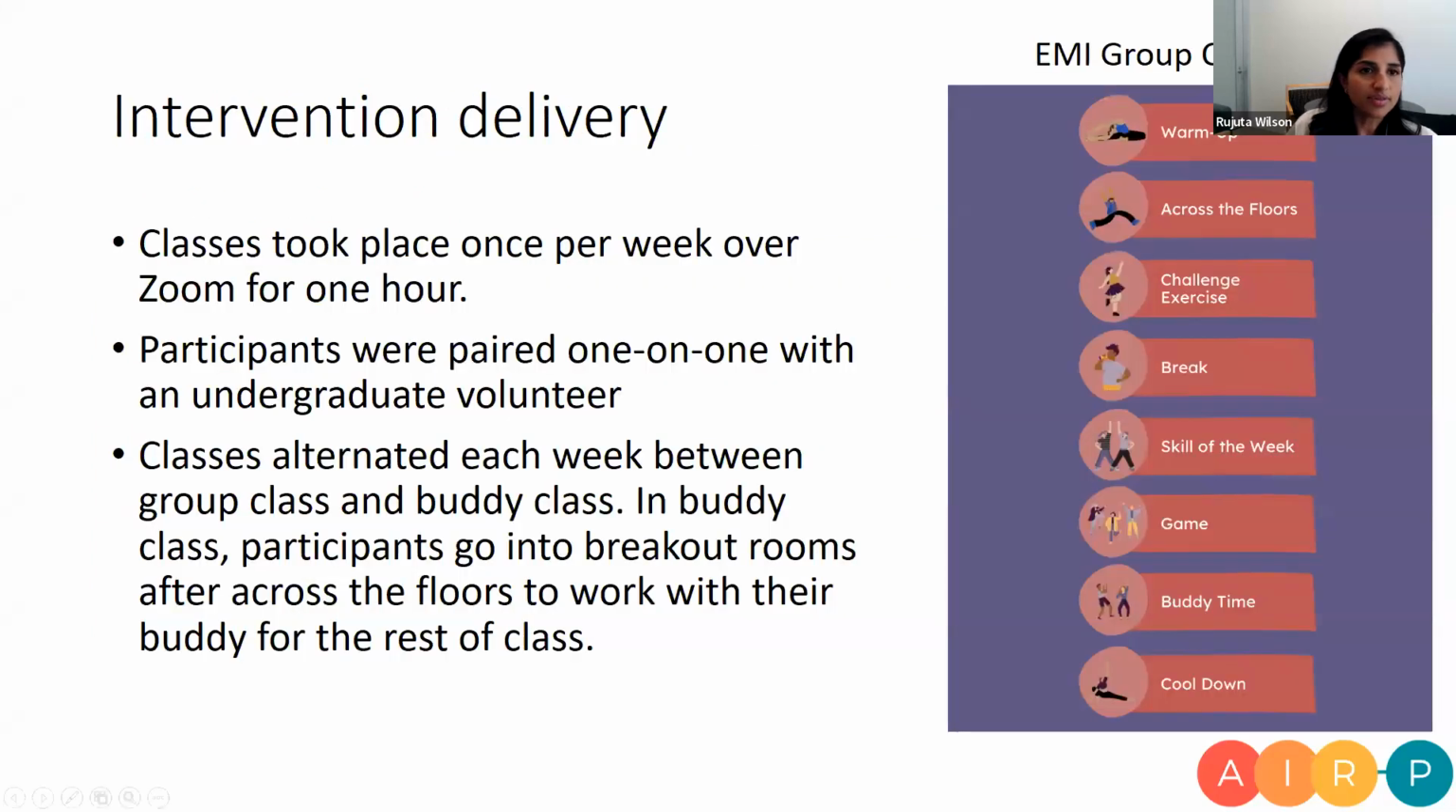In terms of delivery of the intervention itself, the classes took place once per week over Zoom for 1 hour. Each participant was paired one-to-one with an undergraduate volunteer, and the classes alternated each week between a group class and a buddy class. So in the buddy class, they start out as a group, but then they go into breakout rooms and they alternate across the floor to work with both their buddy for the rest of the class, and then at the end come back together as a group again.